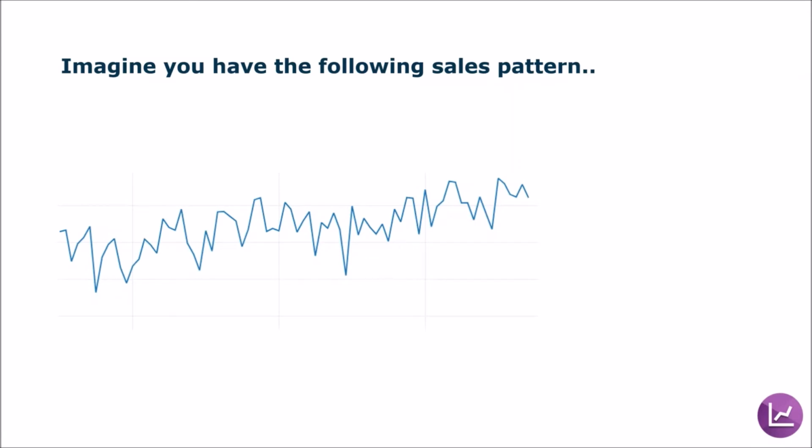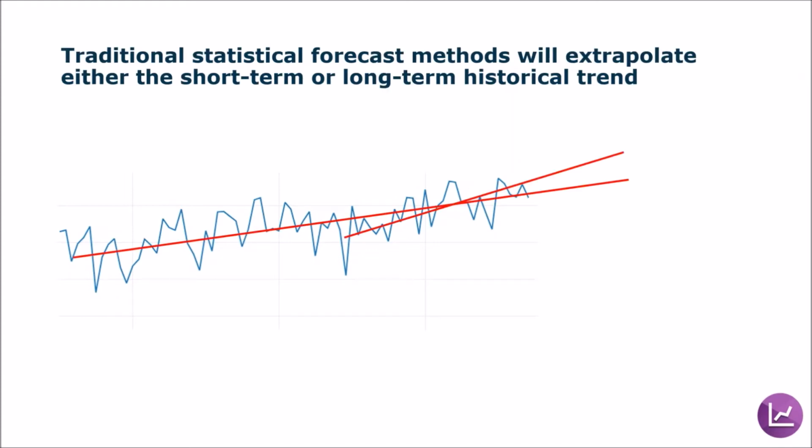So how does traditional statistical forecasting work? Basically, it extrapolates the trend. So if I look at this time series here, I see an increasing trend, and either I take the long-term trend, that's the red curve on the bottom, or I take the short-term trend. The short-term trend seems to be a bit more steep.